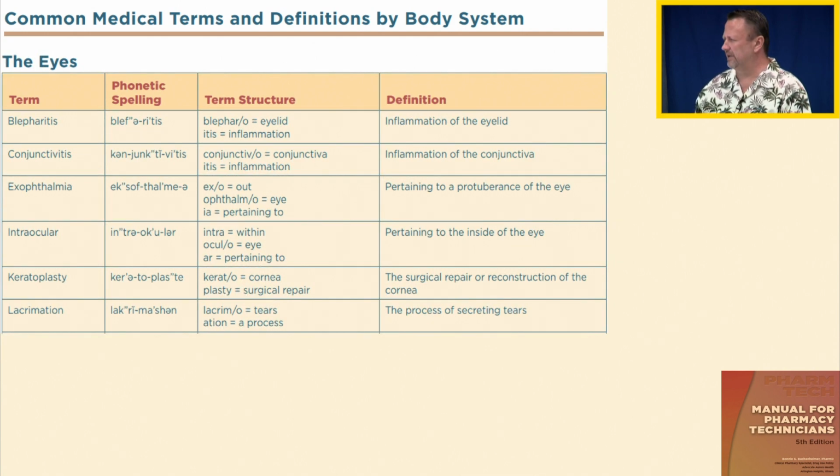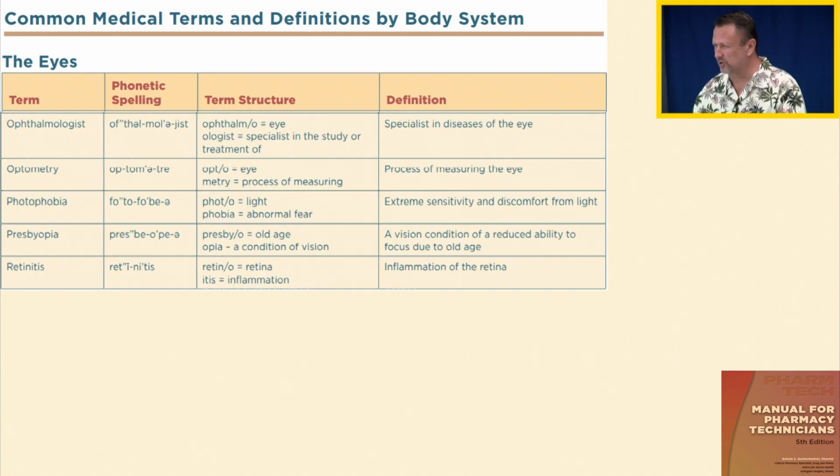Blepharitis is inflammation of the eyelids. Conjunctivitis is pink eye, inflammation of the conjunctiva or an infection. Exophthalmia is the protuberance of the eye. We'll talk about that in Graves' disease. Intraocular means within the eye region. Keratoplasty is the surgical repair of the cornea. Lacrimation is the process of secreting tears.